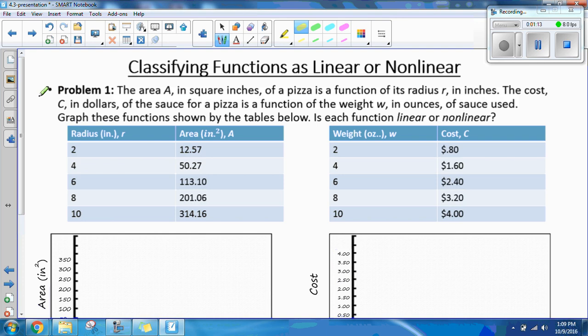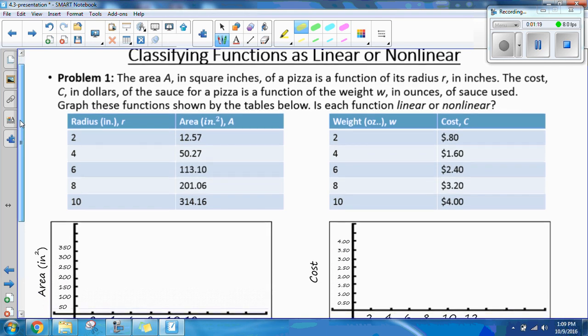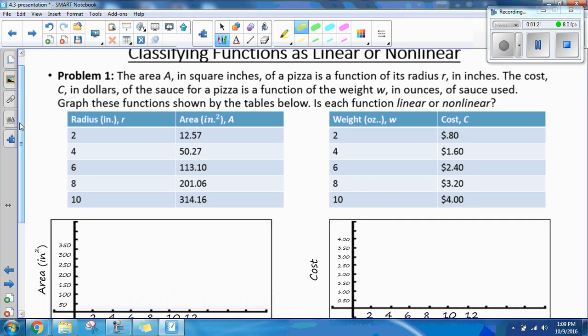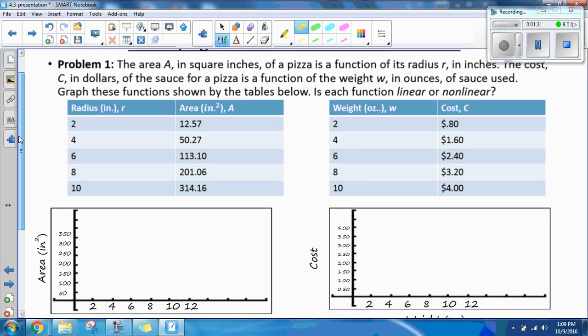Problem 1. The area in square inches of a pizza is a function of its radius r in inches. The cost in dollars of the sauce for a pizza is a function of the weight in ounces of sauce used. Graph these functions shown by the tables below. Is each function linear or nonlinear?